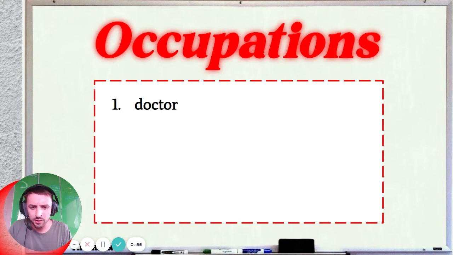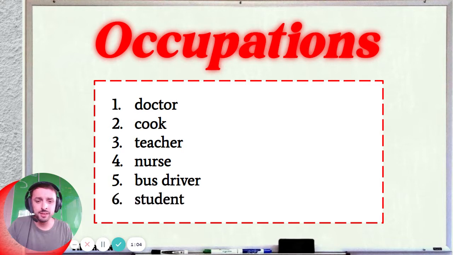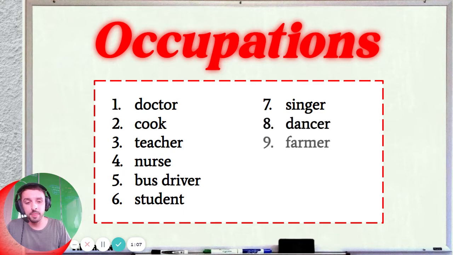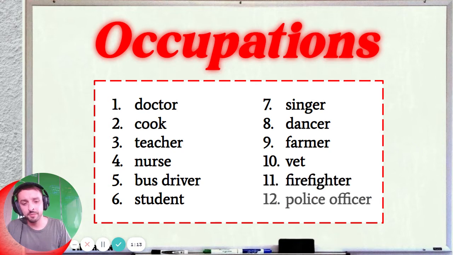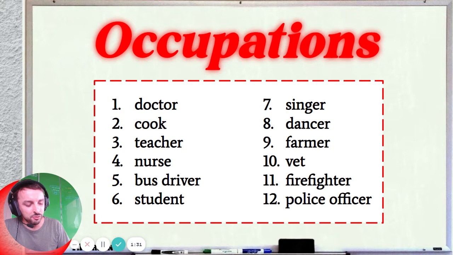Okay, but the spelling, we have doctor, cook, teacher, nurse, bus driver, student. Okay, number 7, singer, dancer, farmer, vet, firefighter, and police officer. Okay, these are your 12 words from Unit 4. I'm sure you know these words by now, but hopefully you can still spell them, and you can still read them, and you understand them as well.